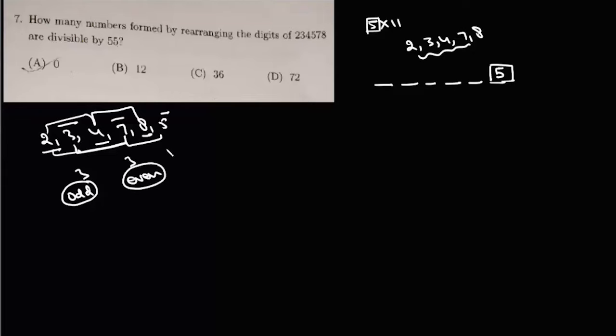So there is no point. In no case will these two sums be equal, so we'll discard the case when this difference is 0. We have to arrange them in such a way that their difference is a multiple of 11. So the only difference possible here is 11 or minus 11.